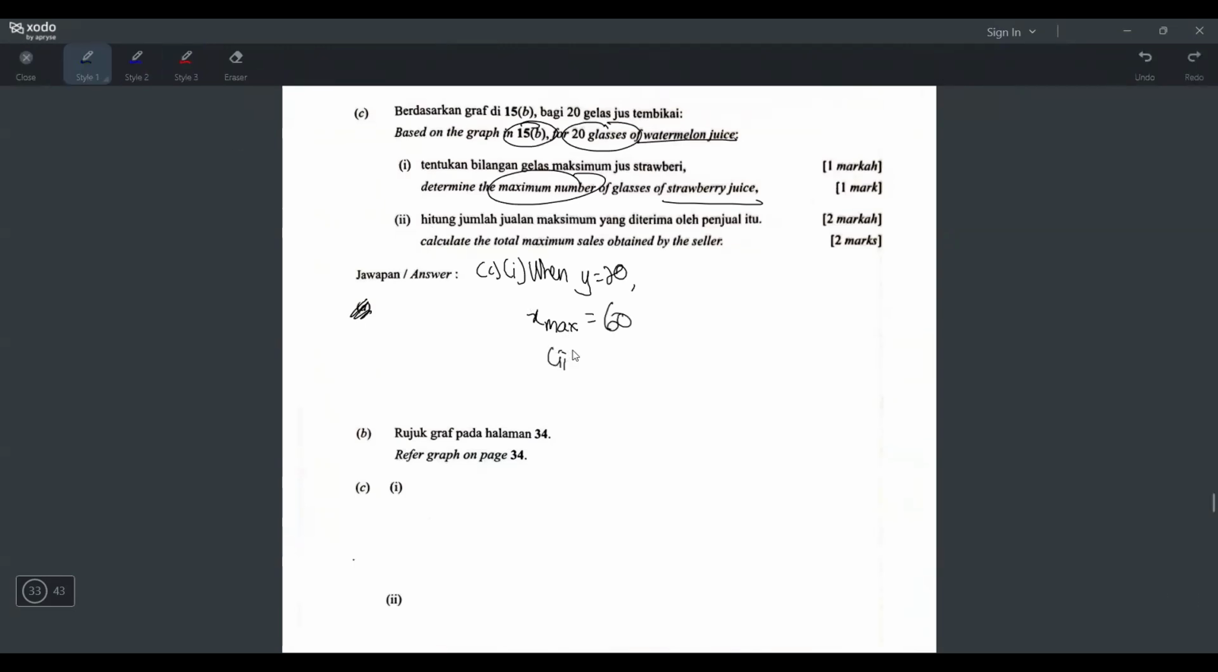Okay. Question number 2. Calculate the total maximum sales obtained by the seller. So they want to find total maximum sales.